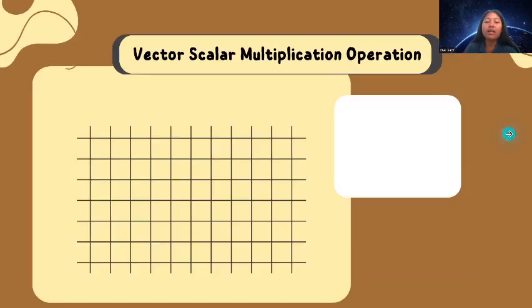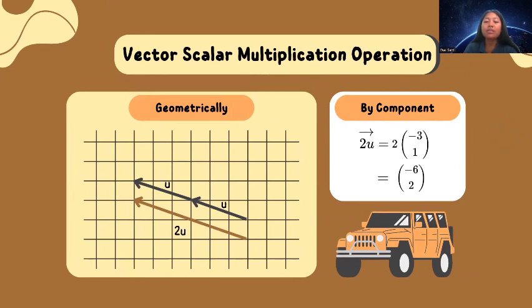And the next, scalar multiplication. This operation scales a vector by a scalar Q. The scalar changes the magnitude, and the formula is vector Q times U equals (Q times x, Q times y). Example: vector 2U equals 2 times (-3, 1), which equals (-6, 2).